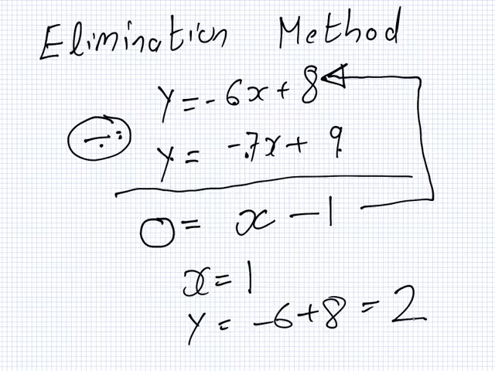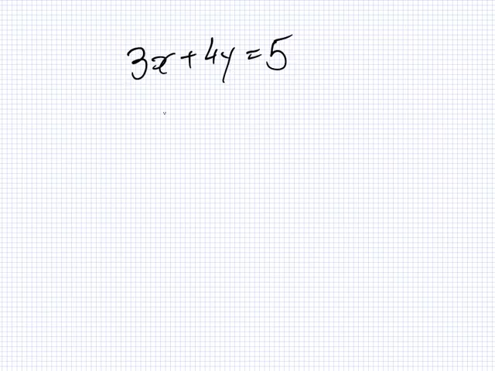Sometimes it's a little different. I'll do another example. Now, do you remember this one from school? Right, for example, 3x plus 4y equals 5, 2x plus 5y equals 1.